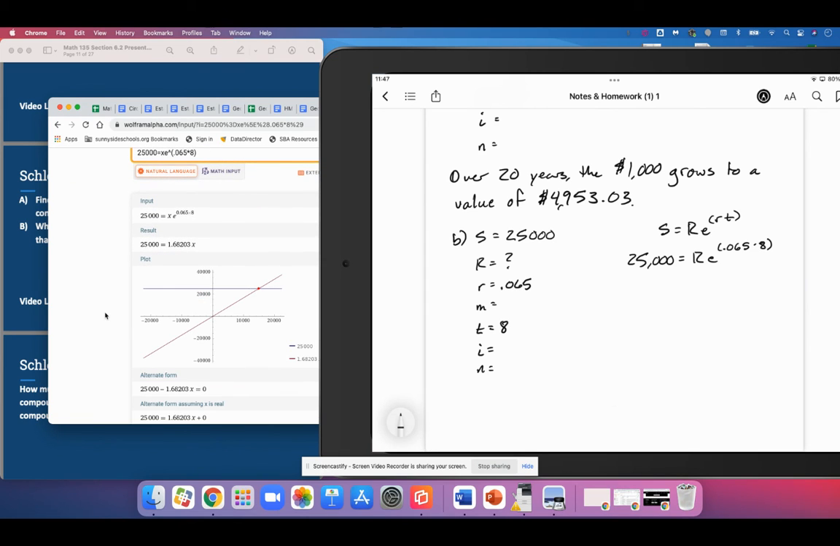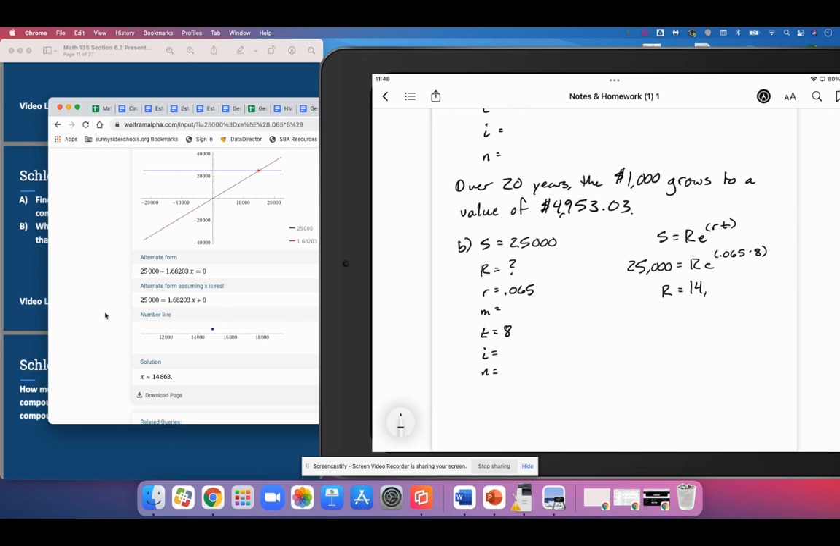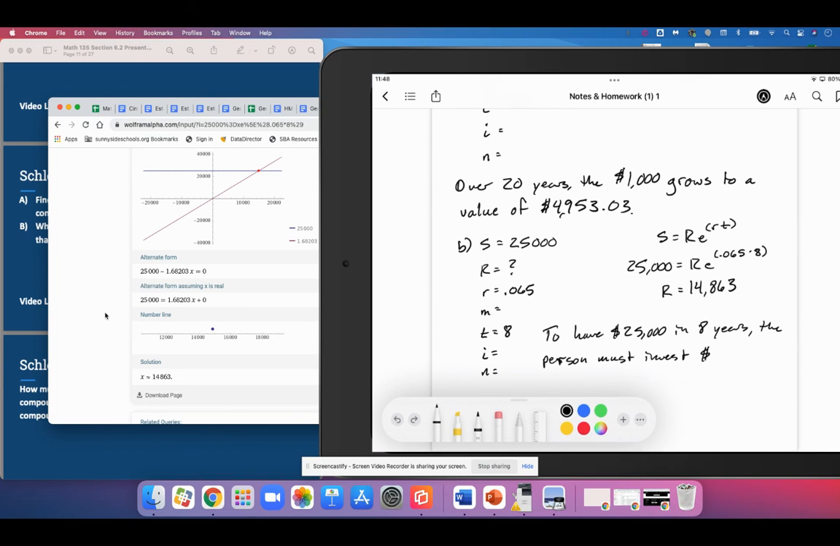So what I need is $14,863. Exactly. So to have $25,000 in 8 years, the person must invest $14,863 now to get to that goal. That's it for number 5.